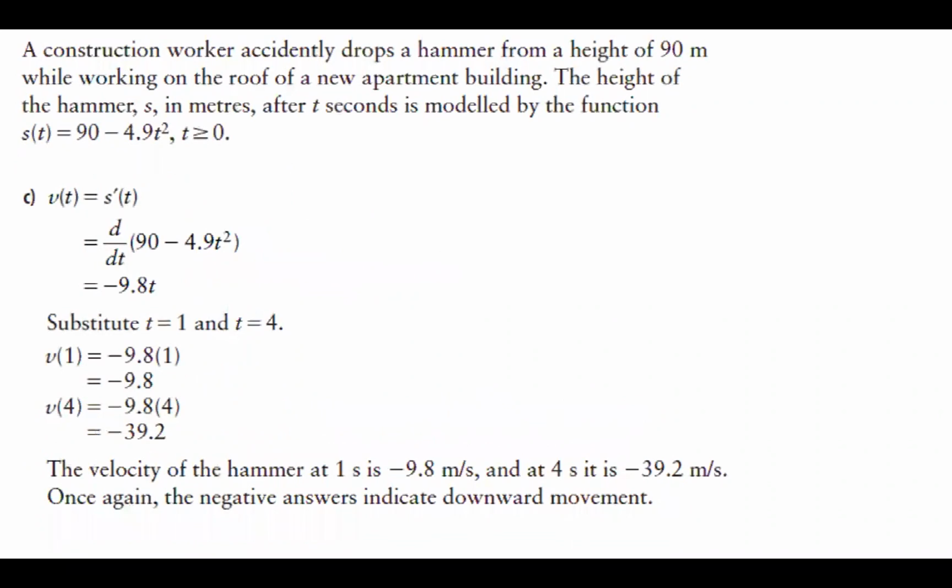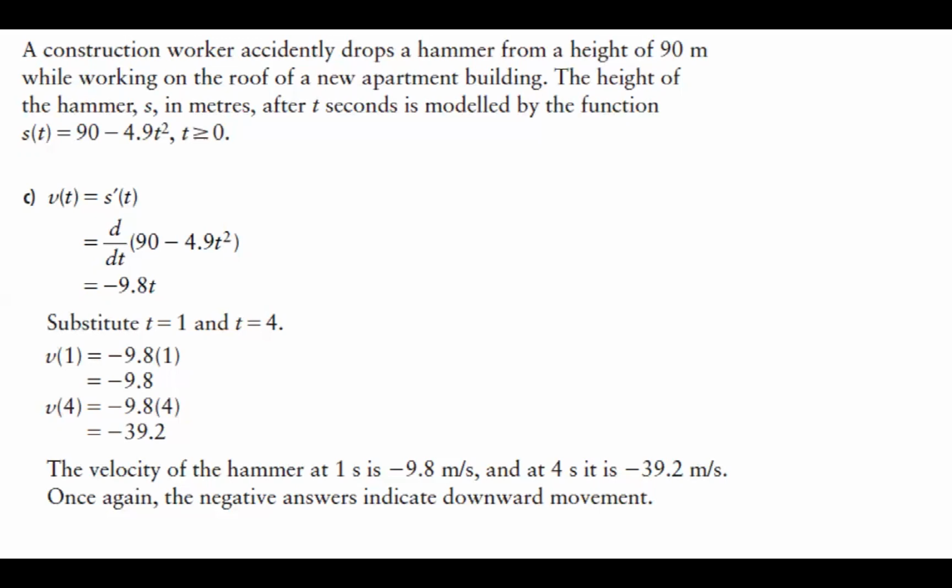Okay, question C. We know v(t) equals the derivative of s(t) with respect to t, right? So we need to differentiate s(t), which gives us negative 9.8t. Remember, we have learned how to differentiate a polynomial function, right? So if we differentiate the polynomial function 90 minus 4.9t squared, you will get negative 9.8t. Then this is the instantaneous rate of change of this hammer at any t, right?